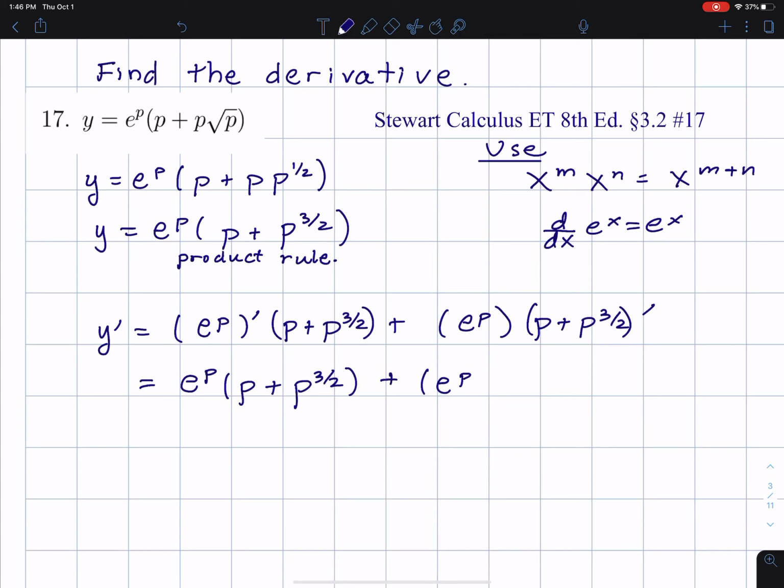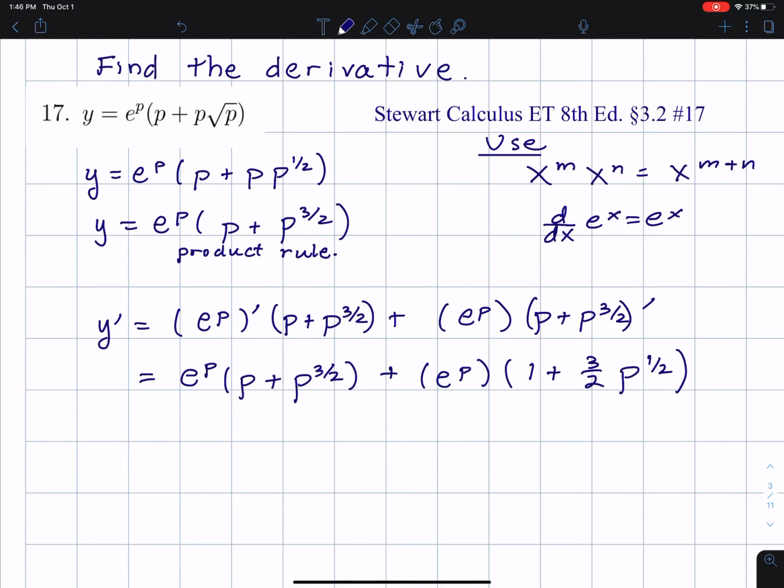Now I copy everything else down, but I come to this other piece where I have to take the derivative. The derivative of p is 1, and then for p to the 3/2, I have 3/2. So I take that power, bring it to the front, and then I have p to the 3/2 minus 1. 3/2 minus 1 is 1/2, so p to the 1/2. There we are. That's it.